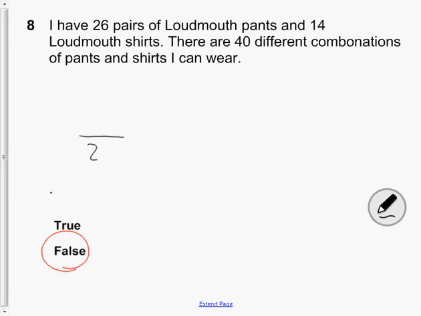If you look at the possible number of pants, that's 26, possible shirts, we don't add them. To get the possible outcomes, you would multiply those two, which we think is 364 combinations, not 40 different combinations.